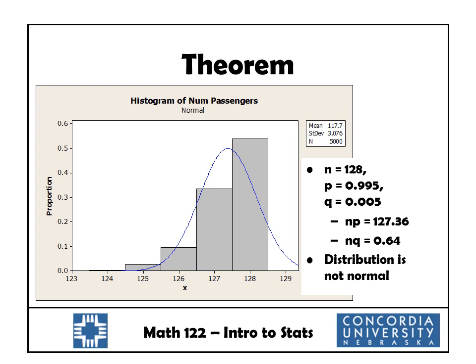Well, in this case, np is 127, but nq is only 0.64. So nq is much less than 5, and so this illustrates what happens if nq or np is less than 5. We don't get a good approximation with the normal distribution.